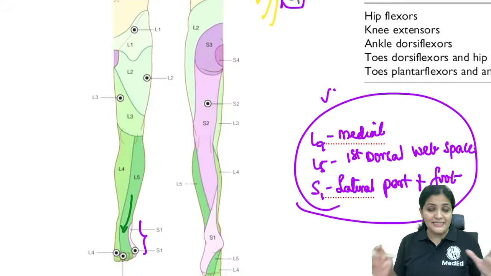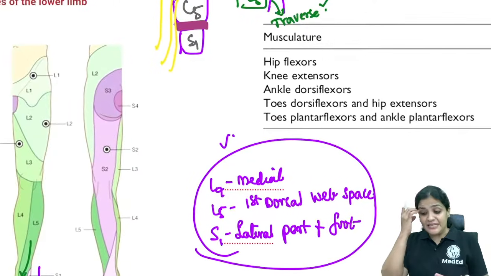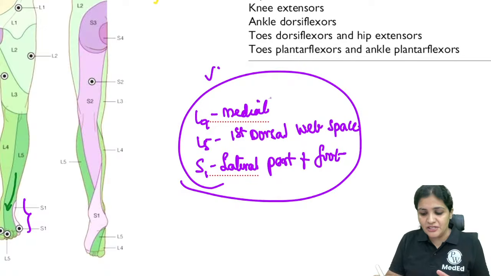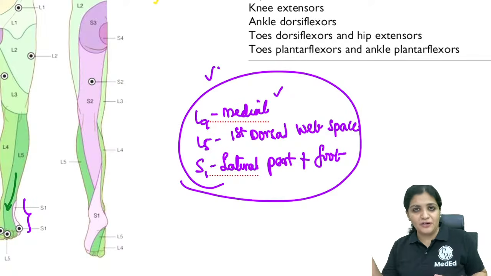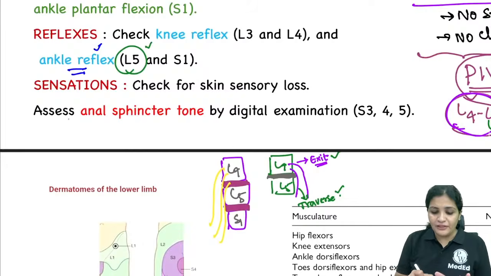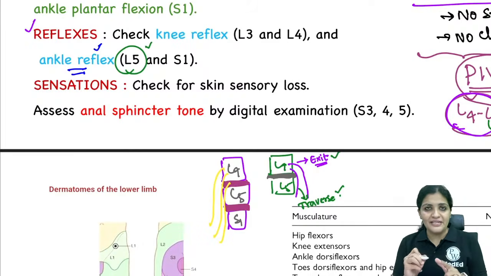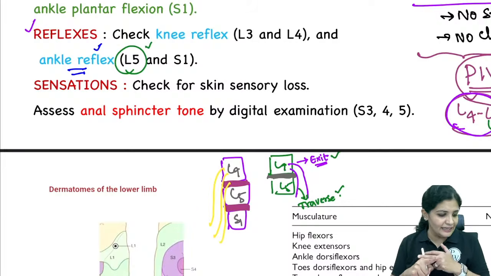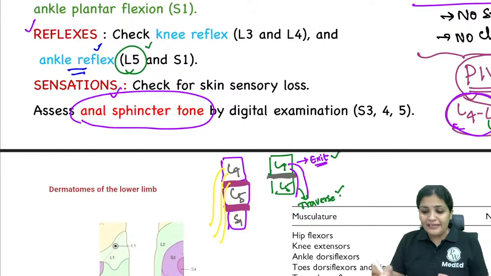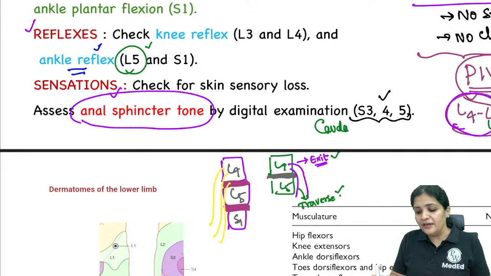So here you will examine the motor weakness, the hip flexors, extensors, ankle dorsiflexors, and then you will look for the sensations. Sensations: L4 on the medial aspect of the dorsum of the foot, S1 on the lateral aspect of the foot, L5 is the first dorsal web space. And then you will check for the reflexes. Two important reflexes in the lower limb are the knee reflex and the ankle reflex. And then you have to look for the anal sphincter tone. This is mainly for your saddle anesthesia S3, S4 and S5, and to understand the cauda equina syndrome.